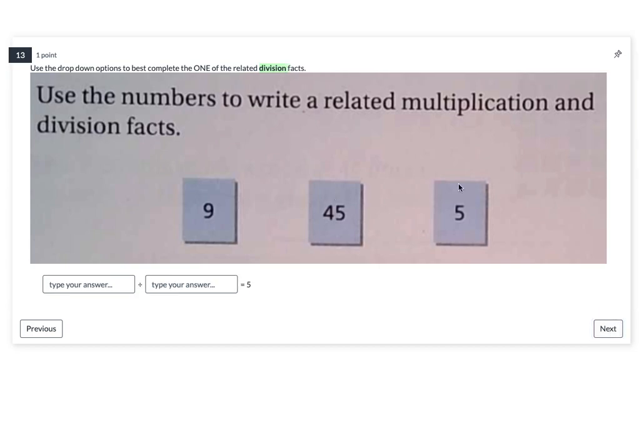Now, for question 13, you're typing in your answer to write a division fact. So you're using these 3 numbers, and actually you can see 5 was already given to you. So you're going to need to decide where 9 goes and where does 45 go. In something divided by something equals 5. Okay?